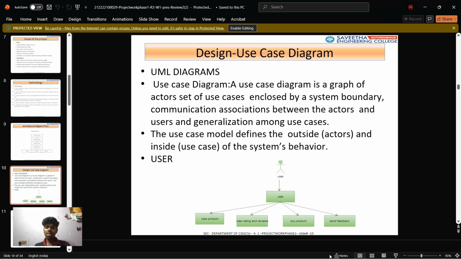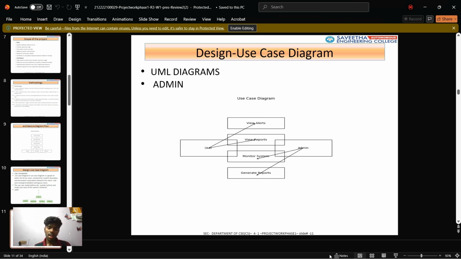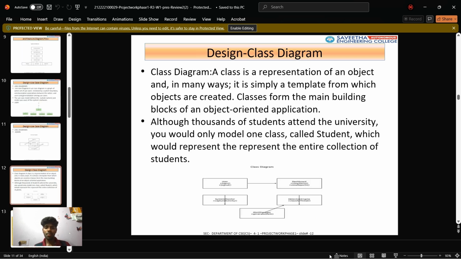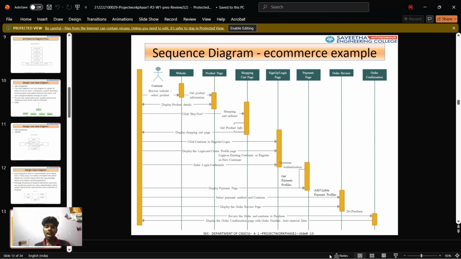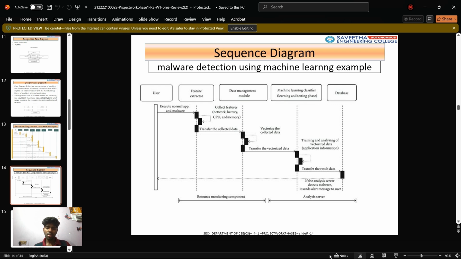Then a use case diagram, where our user uses the system and views it. This is how the use case diagram shows how the user and admin will generate monitoring systems and reports, and the user will view the alerts and reports and monitor systems. Then a design class diagram, showing what classes are involved, and a sequence diagram showing how the malware is detected using this project.